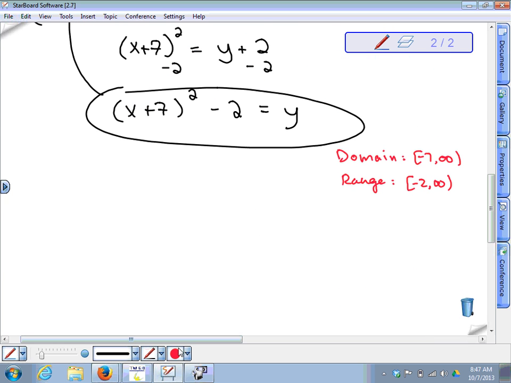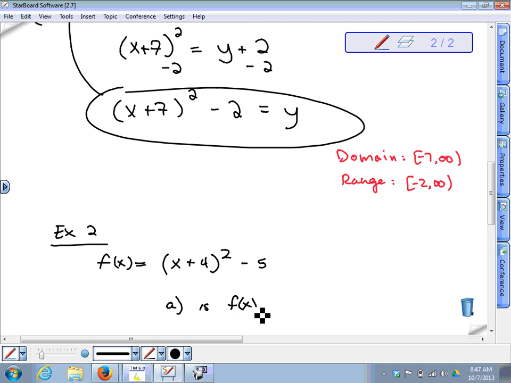Okay. Example 2. f of x equals (x plus 4) squared minus 5. Part A of this question is f of x, one-to-one?